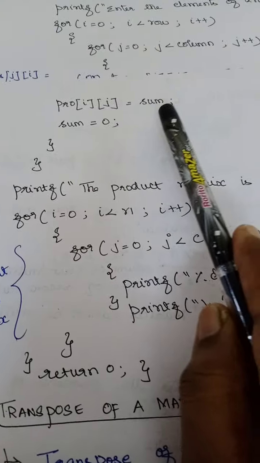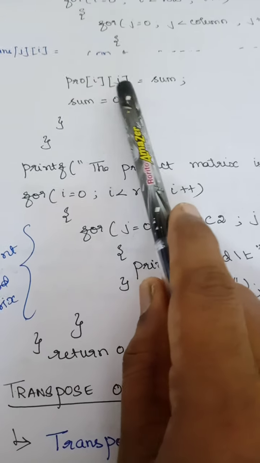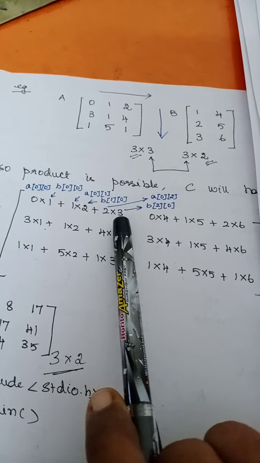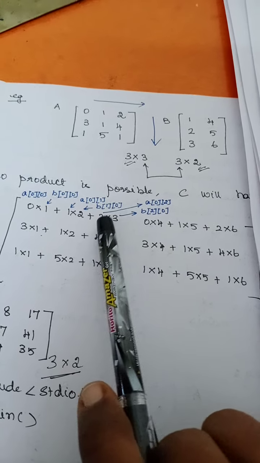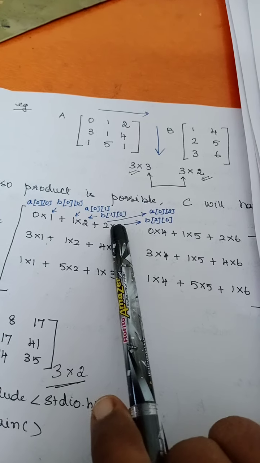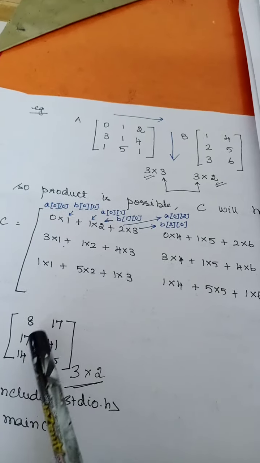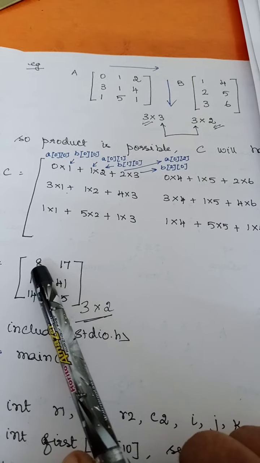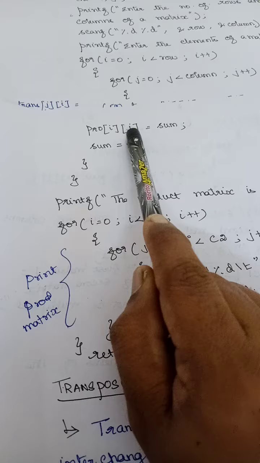This sum I am going to store it in my C array, product of ij. So when you see here, after calculating all the sum, 0 into 1 plus 1 into 2 plus 2 into 3. What is the sum we are getting? 6 plus 2, 8. 8 plus 0, 8. So this 8 I will store it in C array. So what is my C array? 0, 0. This i and j I am not going to vary. This is going to be the same 0, 0.